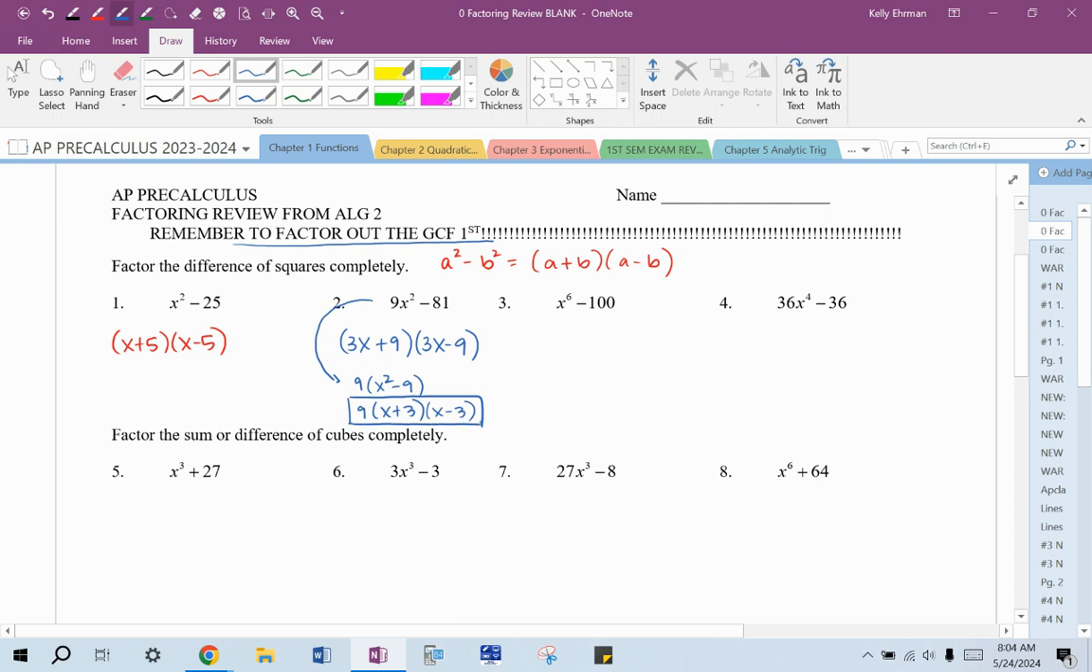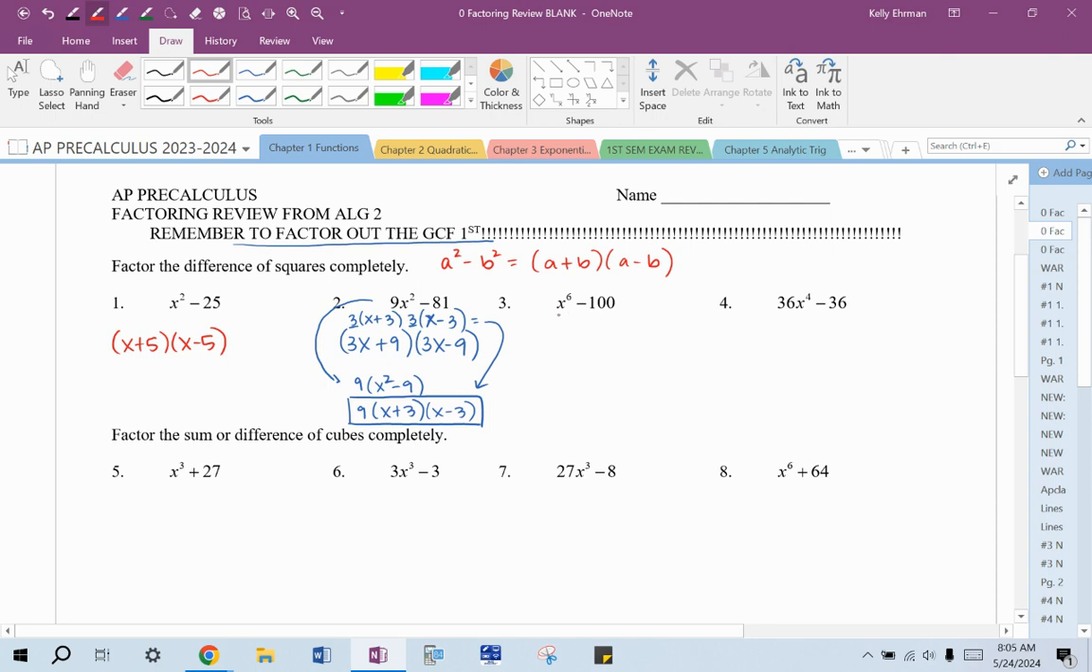What if on a speed quiz you just do 3x plus 9, 3x minus 9? You don't have to erase that, but you do need to factor a 3 out of each of those terms, and then you need to simplify. So I can factor a 3 out of this 3x plus 9, and a 3 out of this 3x minus 9. All of this is being multiplied together, so 3 times 3 becomes 9 times x plus 3, x minus 3.